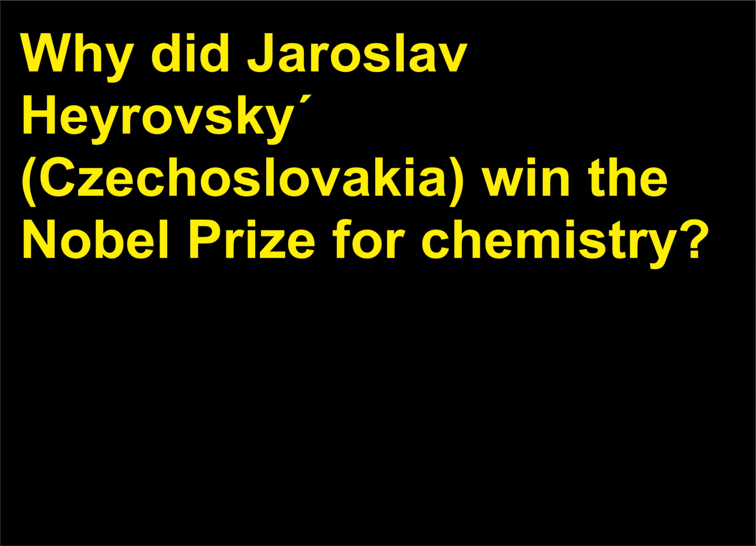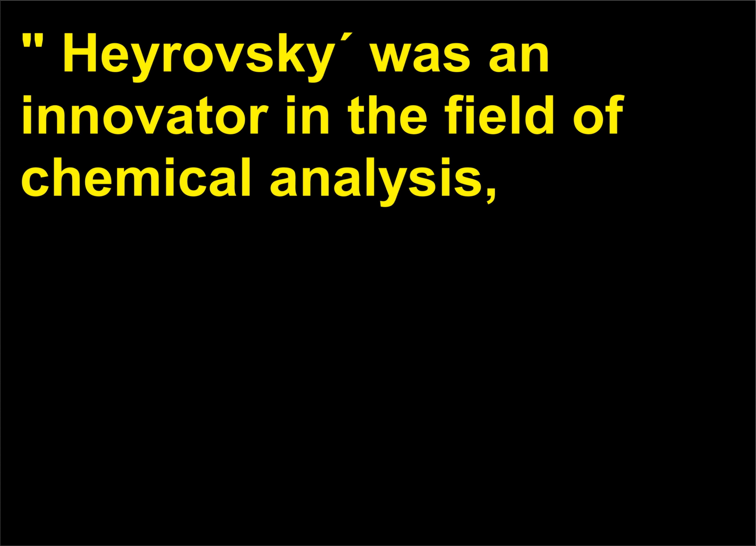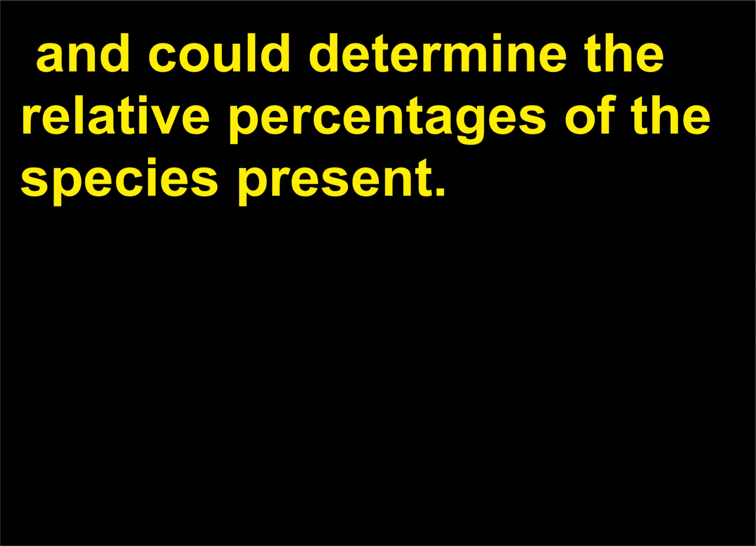Why did Jaroslav Heyrovsky, Czechoslovakia, win the Nobel Prize for Chemistry? For his discovery and development of the polarographic methods of analysis. Heyrovsky was an innovator in the field of chemical analysis, developing a polarographic method of analysis capable of analyzing the presence of virtually any species dissolved in water, and could determine the relative percentages of the species present.